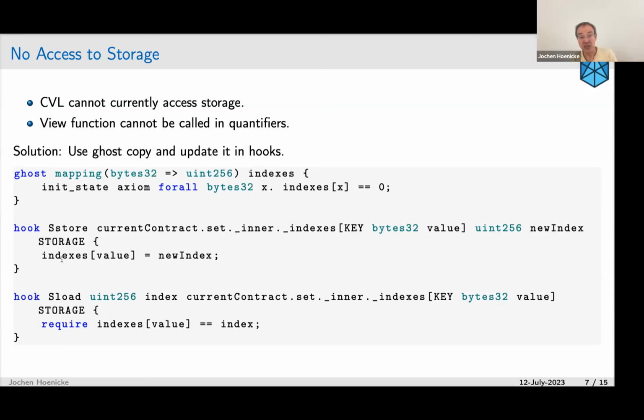The other thing is we need to tell the prover that they are always in sync. So we also need a load hook, and this makes sure that the prover knows that whenever we read the storage, we read the same thing as the ghost state. And you can write these hooks automatically. We don't have a tool yet that would enable this for you, but it's not difficult to write these hooks. It's a very mechanical task.